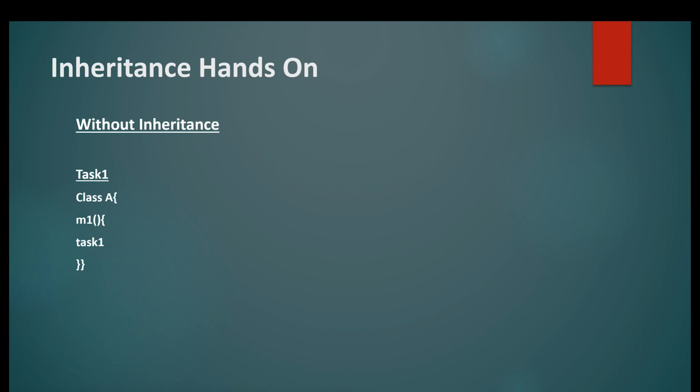Coming back to the second example, without inheritance only, let's say you have two tasks, task one and task two. Task one is already implemented in class A, but there is a requirement that you need task one and task two as behavior in another class, right? Let us say the class name is B. Since you don't have the concept of inheritance, what are you going to do? You are going to write a class B. You are going to write a method M1, which will be performing task one, and you will be writing method M2, which will be performing task two, right?